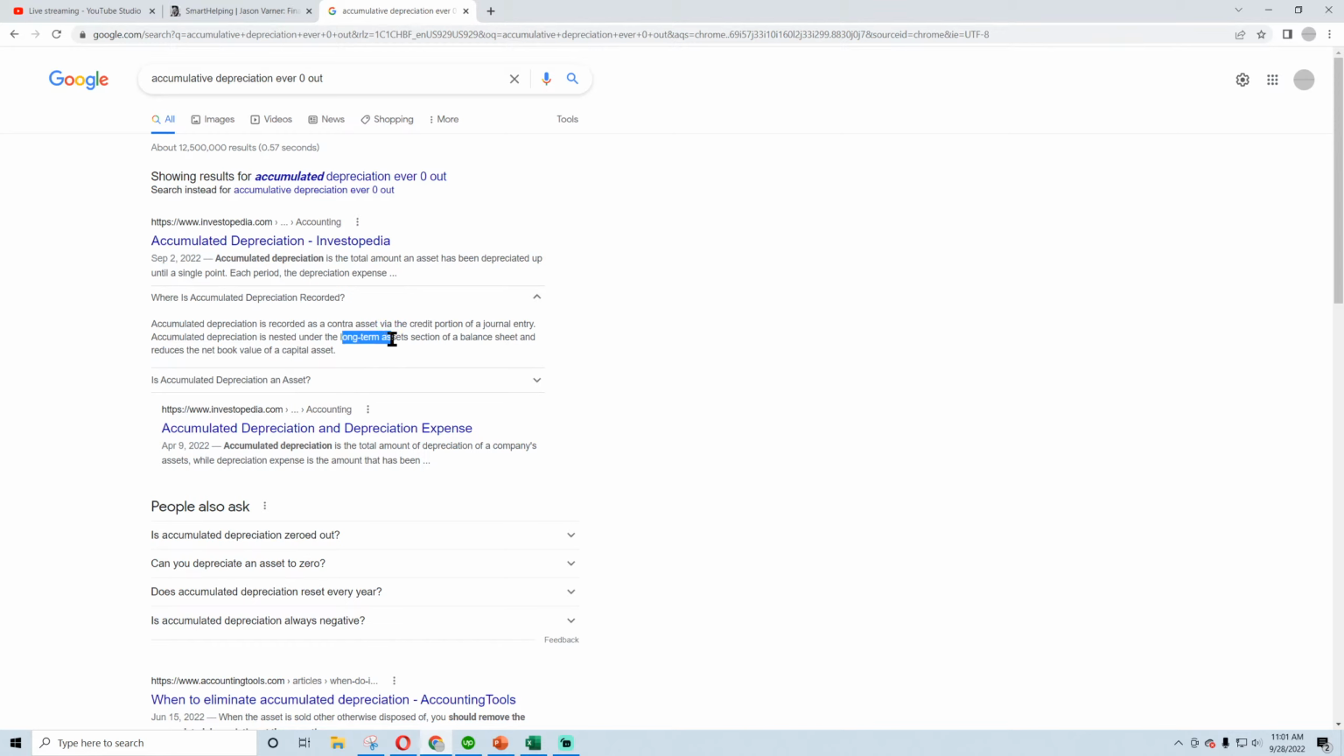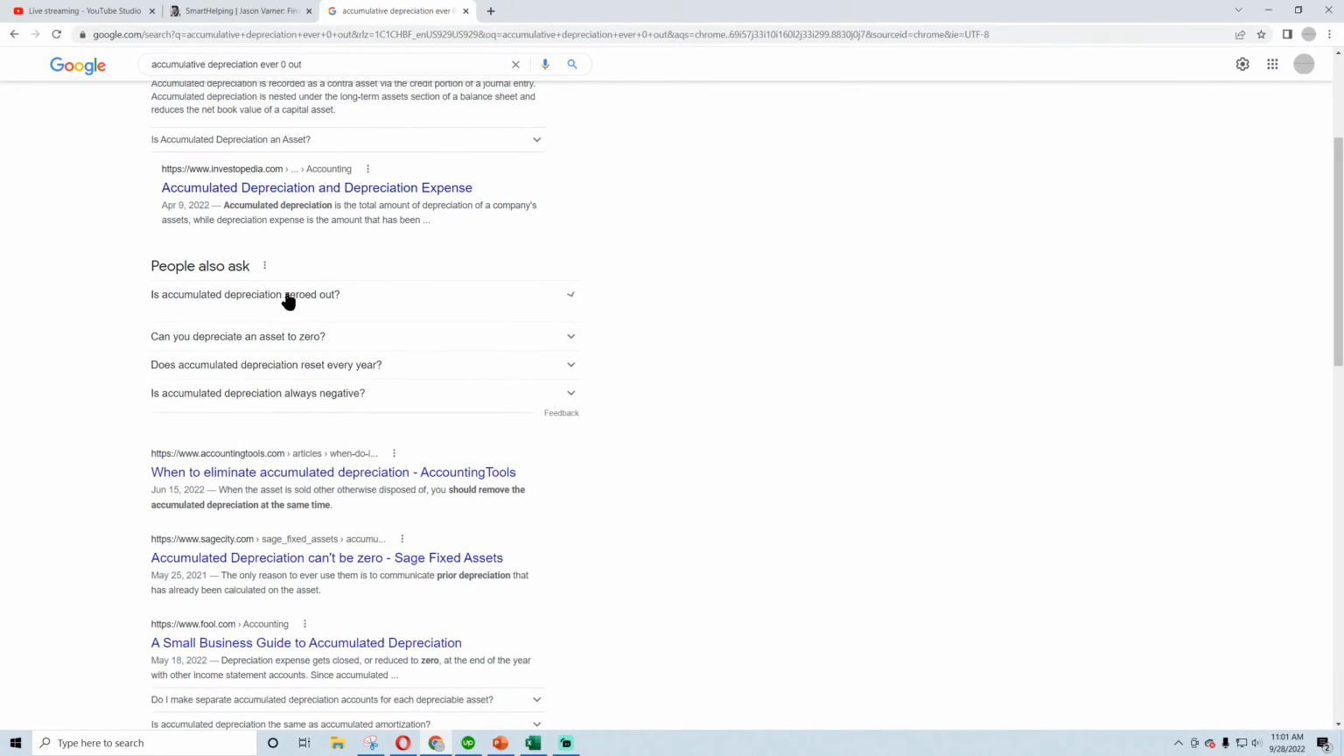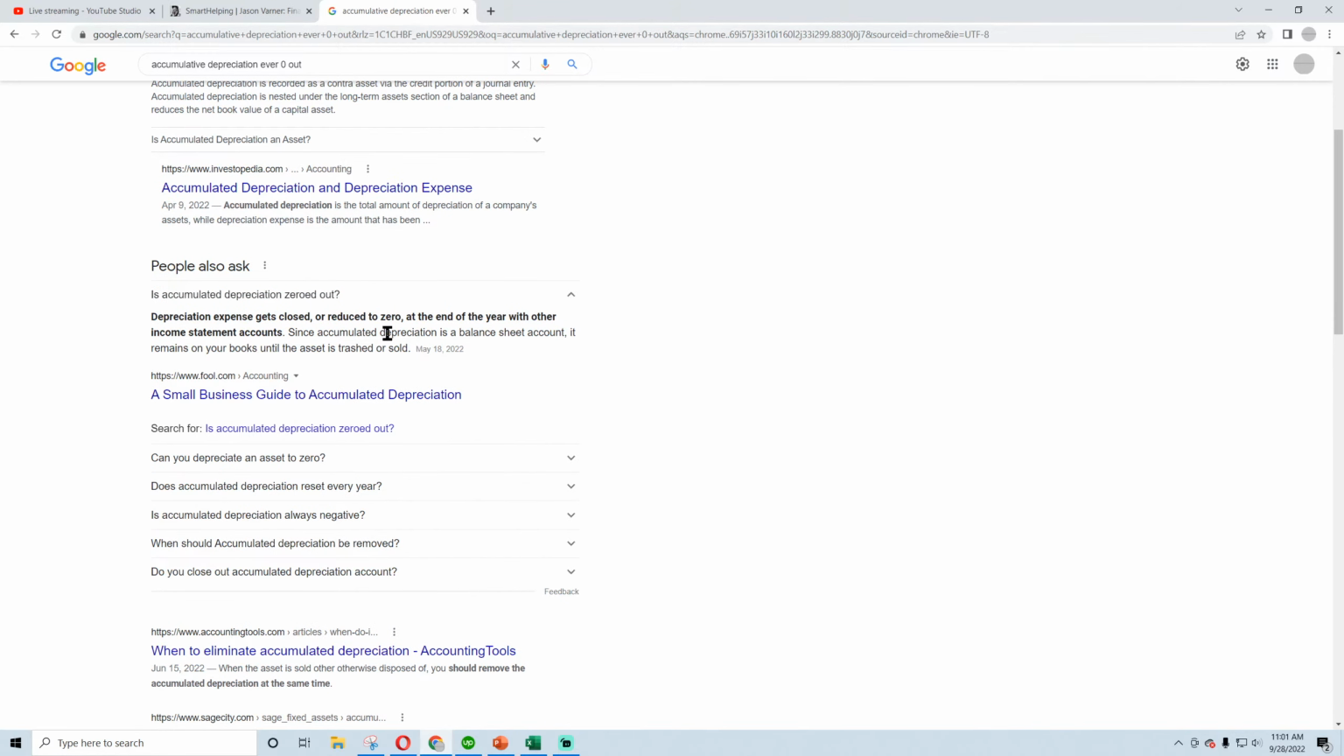All right, long-term assets. Net book value. So basically it says you've got capital assets of this and accumulated depreciation is this. Net them together, and that's the actual book value, net book value. Okay, so hold on. Depreciation expense does get closed out or reduced to zero at the end of the year with other income statement accounts. Since accumulated depreciation is a balance sheet account, it remains on your books until the asset is trashed or sold. Okay, that's what I thought. I just wanted to make sure.